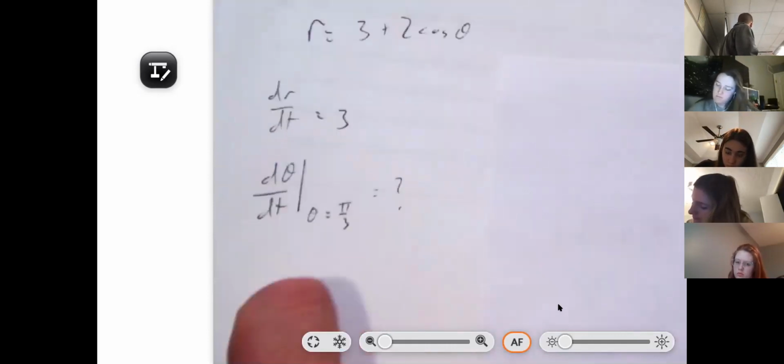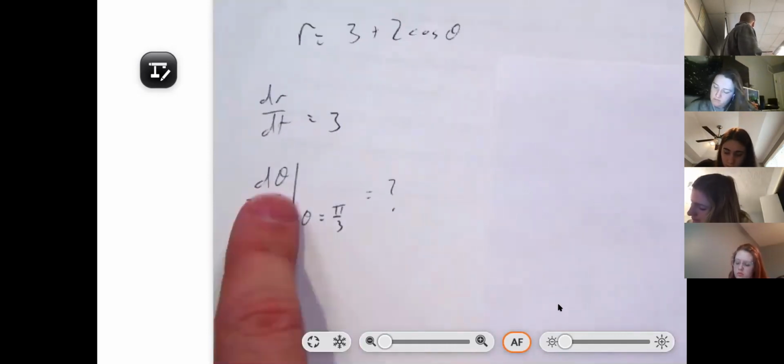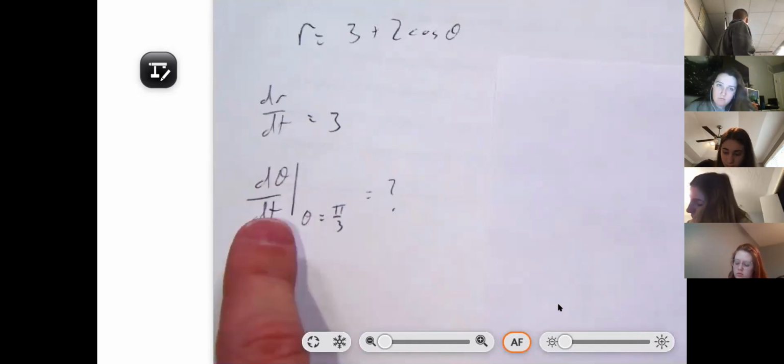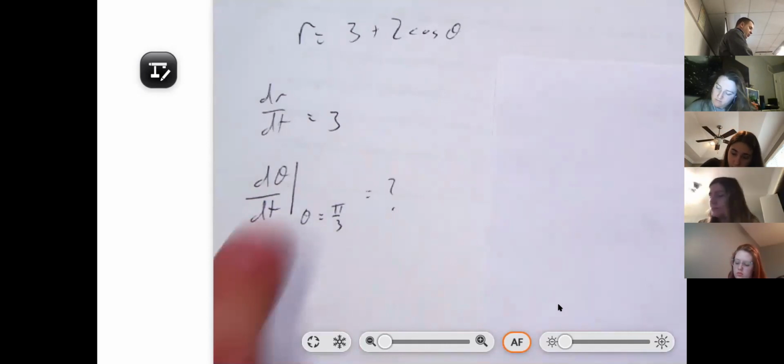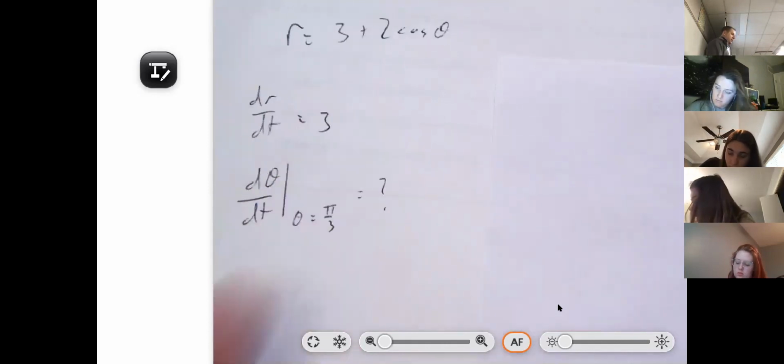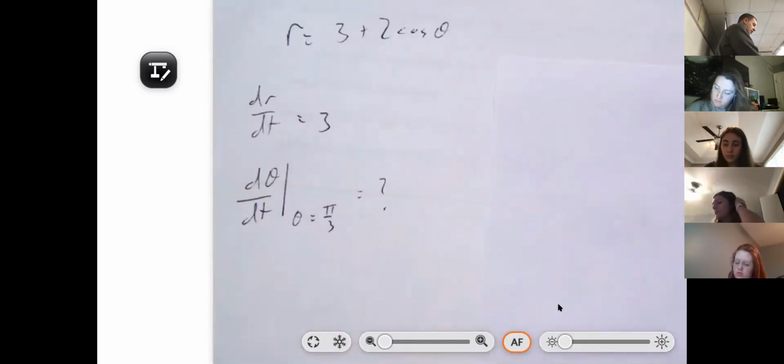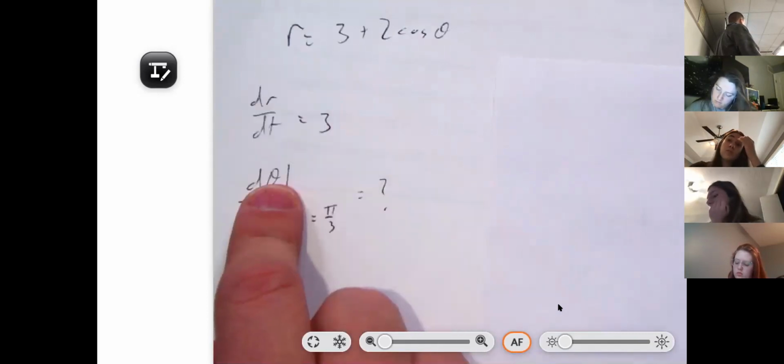And then the one you're trying to find: you're looking for the rate at which theta is changing when theta is pi over 3. That's R in DREADS. That's the rate I know, that's the one I'm trying to find, and when I'm trying to find it. Now I need an equation that links r and theta. That's what E stands for.